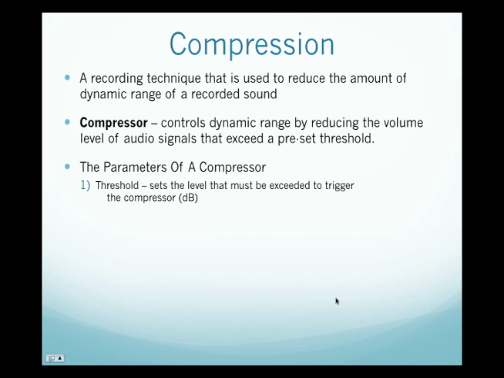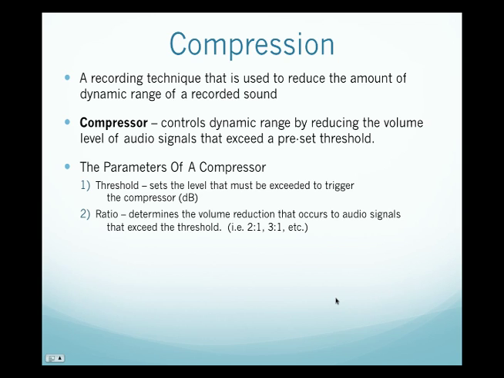The first parameter is the threshold. The threshold of a compressor sets the level that must be exceeded to trigger the compressor. A compressor is not just going to work all the time. You're going to be setting a threshold level, and once that sound source crosses that threshold, the compressor is going to kick in. The second parameter, ratio. The ratio determines the volume reduction that occurs to the audio signal once the threshold is exceeded. And the ratio looks like 2-to-1 or 3-to-1, those types of numbers.